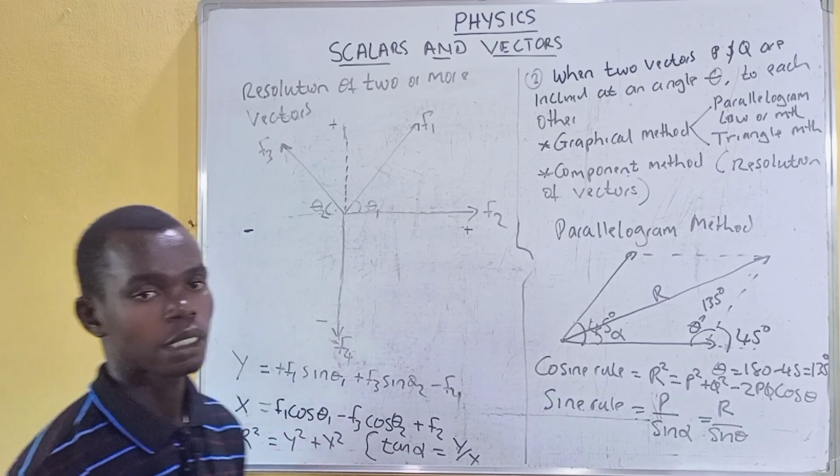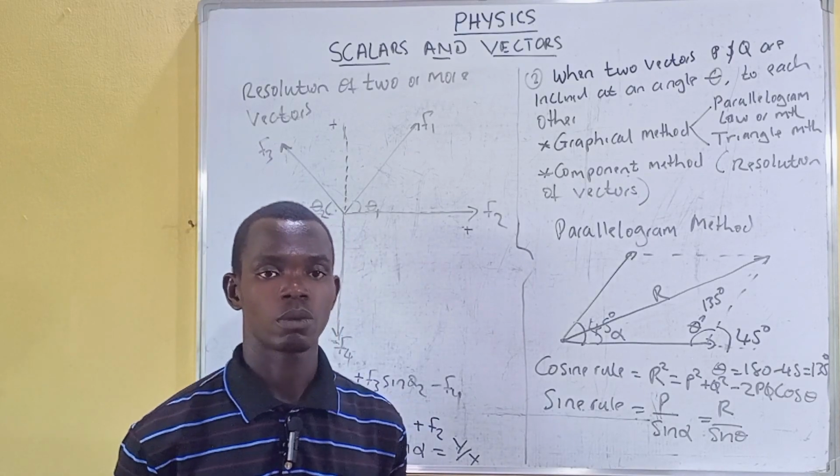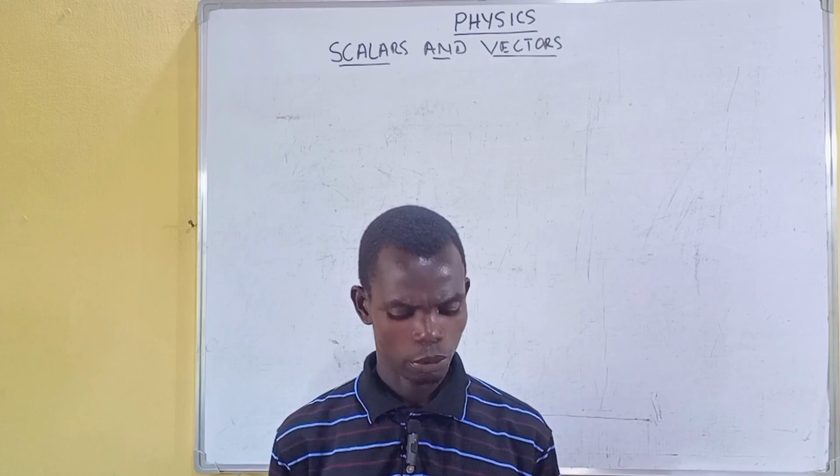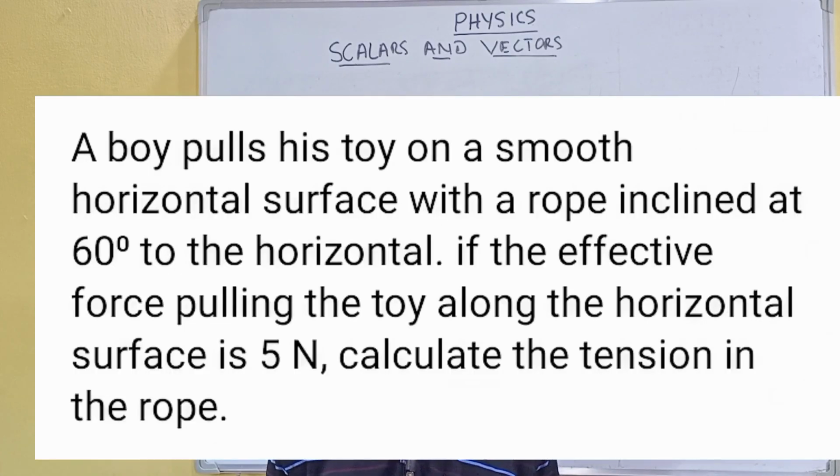So let's look at example 1. A boy pulls his toy on a small horizontal surface with a rope inclined at 60 degrees to the horizontal. If the effective force pulling the toy along the horizontal surface is 5 Newton, calculate the tension in the rope.